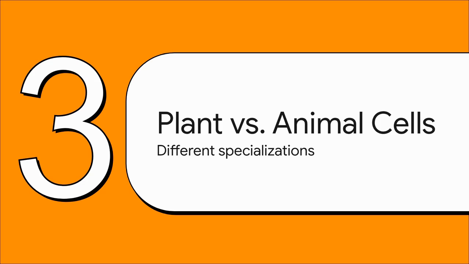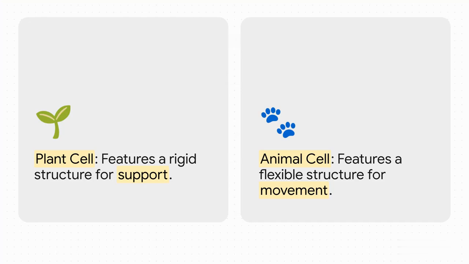We're going to see how that basic blueprint gets adapted into two very different, highly specialized kinds of cells: plant cells and animal cells. And this right here is the number one difference between them. At their core, plant cells are built for strength and support, which gives them this really rigid structure. Animal cells, on the other hand, are all about flexibility and movement. And this one key difference in their design explains almost everything else about them.